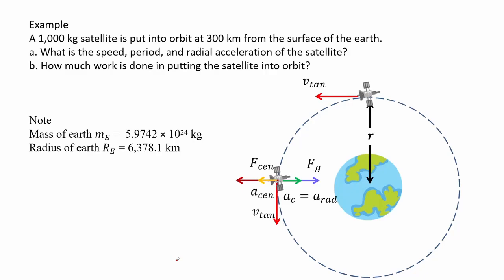Here we have an example. A 1000 kilogram satellite is put into orbit at 300 km from the surface of the Earth. Letter A, what is the speed, period, and radial acceleration of the satellite? And letter B, how much work is done in putting the satellite into orbit?